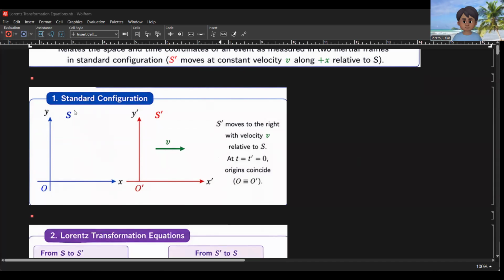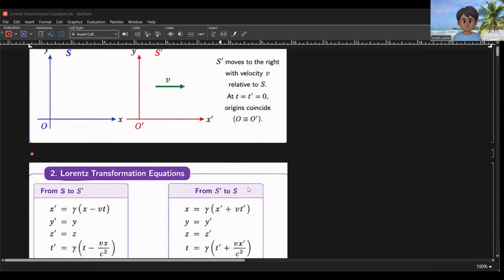This is S, and we have S prime, with y prime and x prime here, and the origin here is O prime. So S prime moves to the right with velocity v relative to S. At t equal to t prime equal to 0, the origins coincide, so O is equal to O prime.